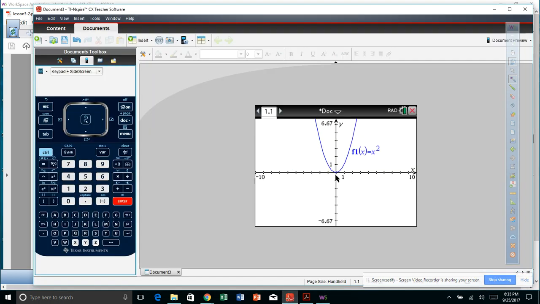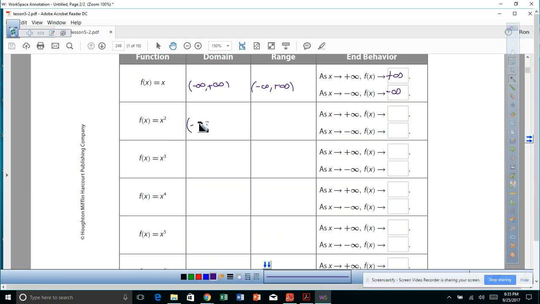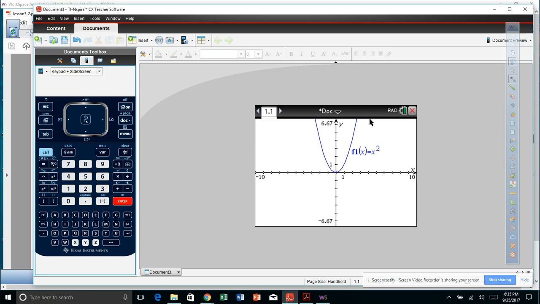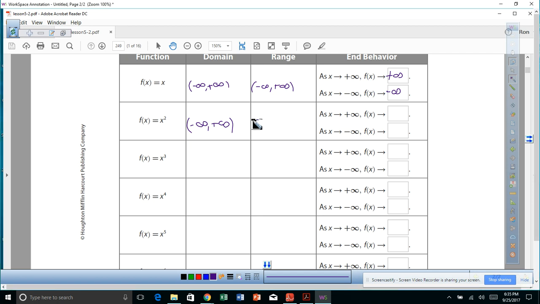The x values are going to get way out here to positive infinity, and way out here to negative infinity. So we're going to say negative infinity to positive infinity on the domain, because these are at an angle. Now, what about the range? Notice the range starts here at 0 and goes up. Both legs go up, so the range goes up. So we're going to say it starts at 0 and goes to positive infinity.